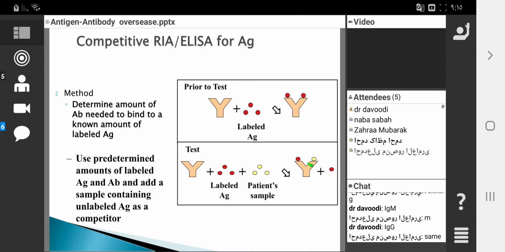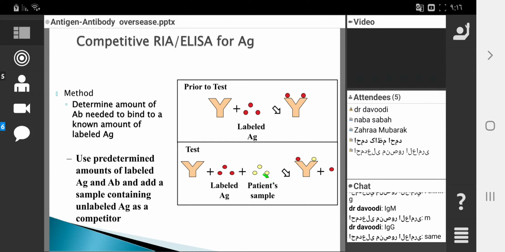Please consider that after the incubation time, we have only the radioactivity which already bound to the antibody, because the free radioactive labeled antigen is eliminated by washing. So this labeled antigen is eliminated by washing, and here we have only immune complex.